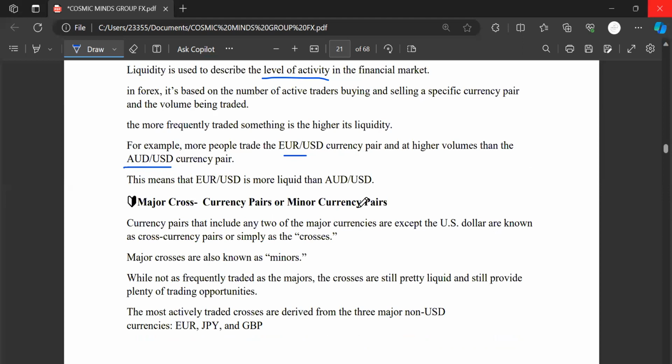Major crosses, right? So we are going to look at the major crosses. Major crosses are any of the major currencies paired with any other currency, that's what we read from the outset.